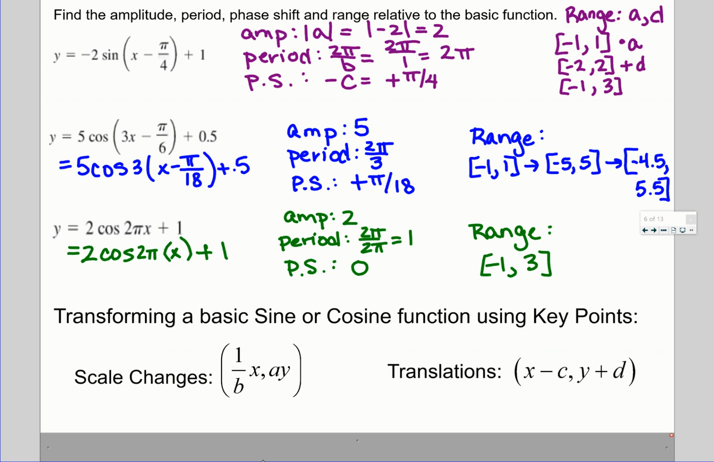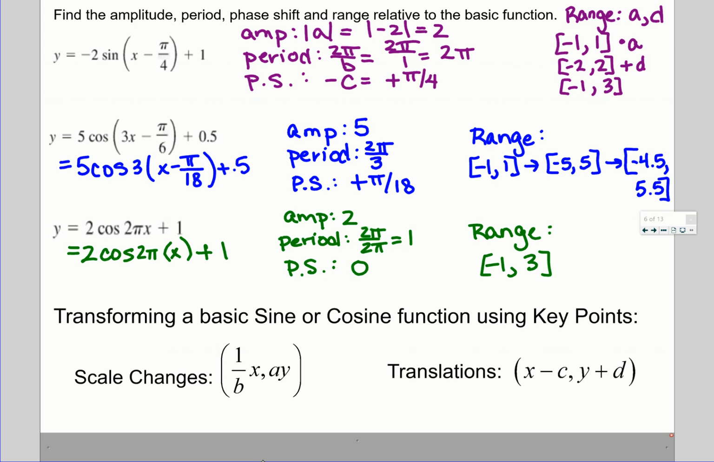My C value, there's a negative there because it's the opposite. If it's a minus, we want it to move to the right. If it's a plus, we want it to move to the left. And it affects our x because it's a left-right shift. My D, we add on to my y because it's an up-down shift. So that should look familiar.